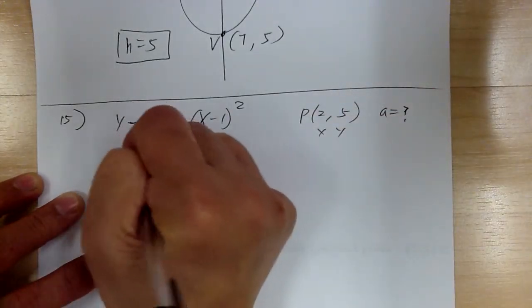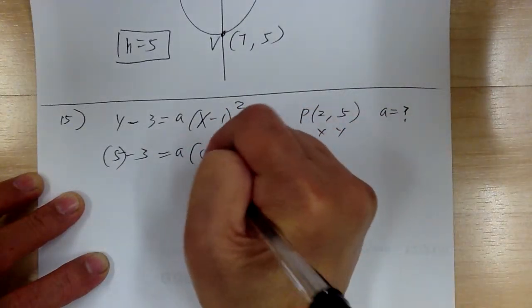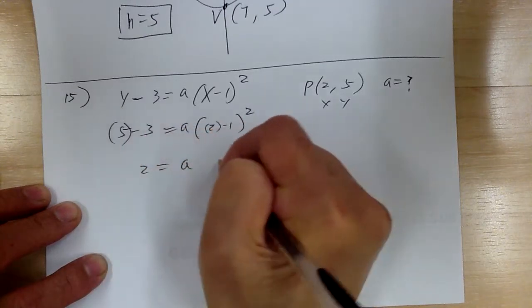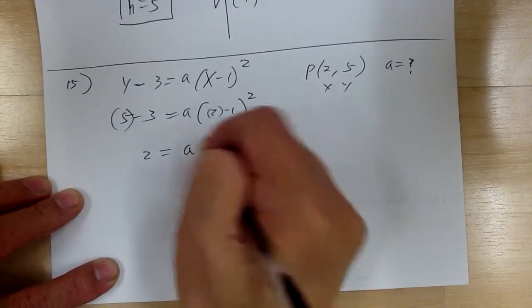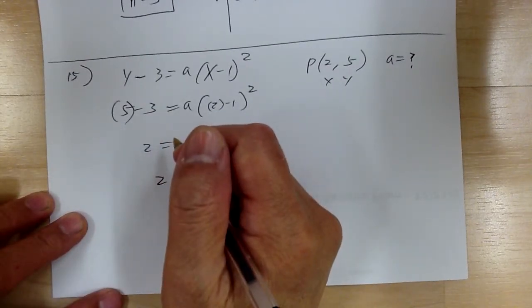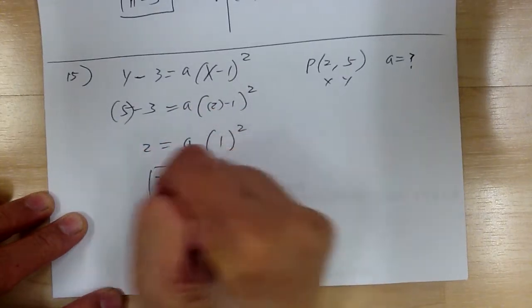So you got 5 minus 3 equal to 8 times 2 minus 1 squared. So you got 2 equal to 8 times 1 squared. So from here you can see a equal to 2. Okay, let's go to 17.